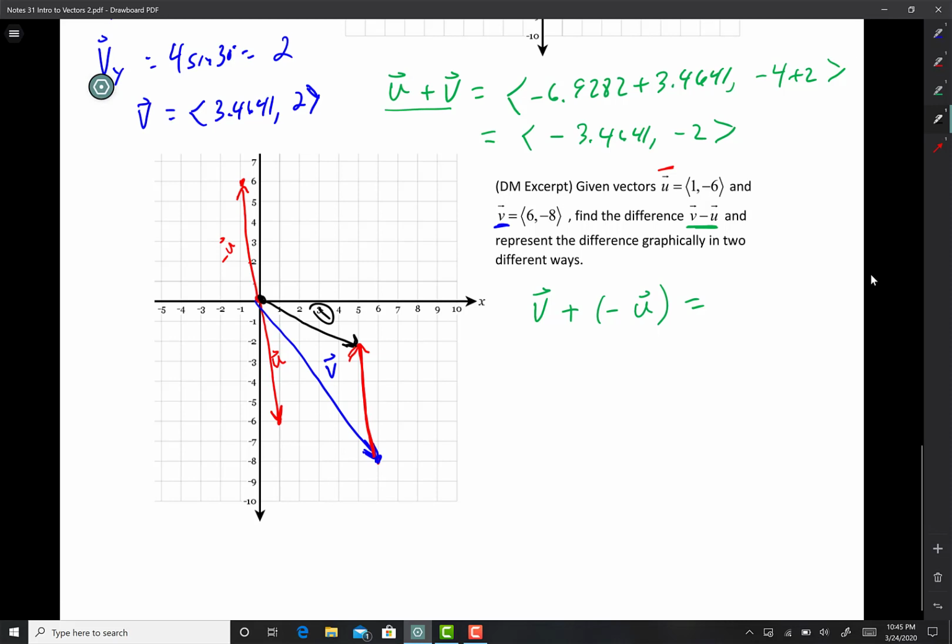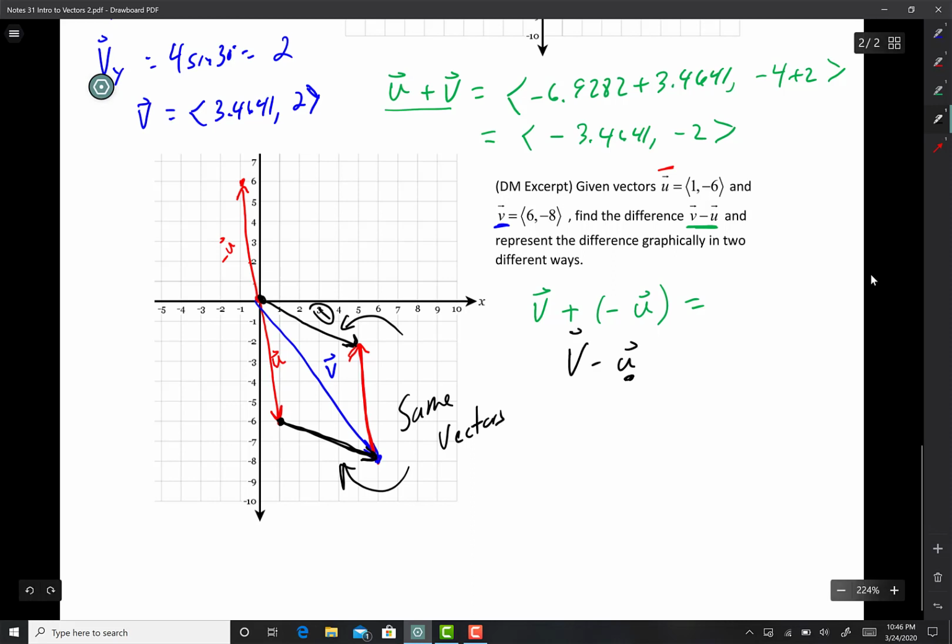So method 2, I want you to notice, you're going to start at the U one. So from U to V, if I connect those two, that should be the same vector as this one. See, those are the same vectors. So that's how you can do it, guys. You can either do head to tail, from vector V and then to the head of that one you add the tail of negative U. Or, since it's V minus U, you can start at U and then connect that head to the head of V, like we did here. That's my first way. There's my second way.